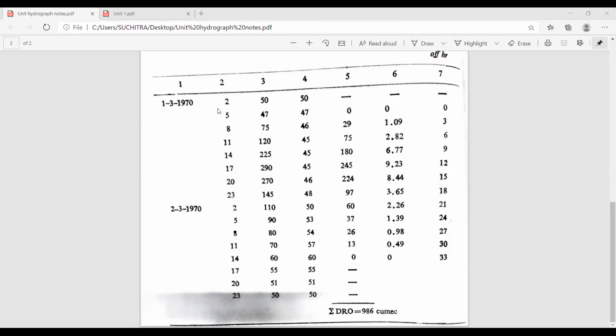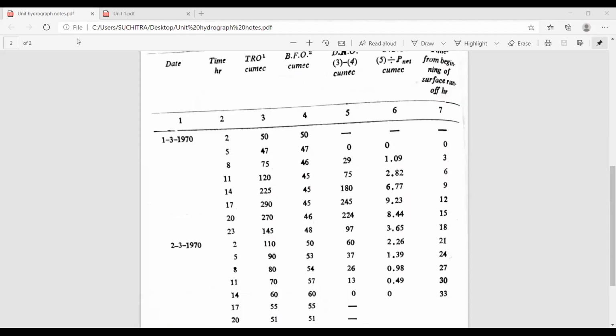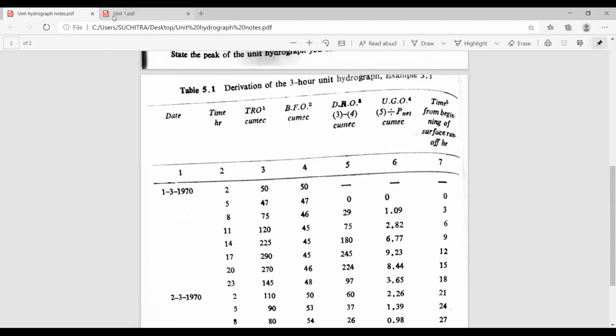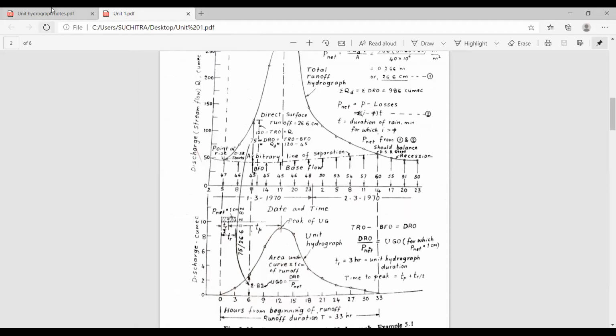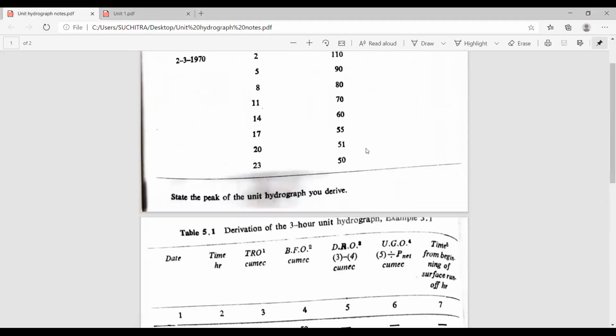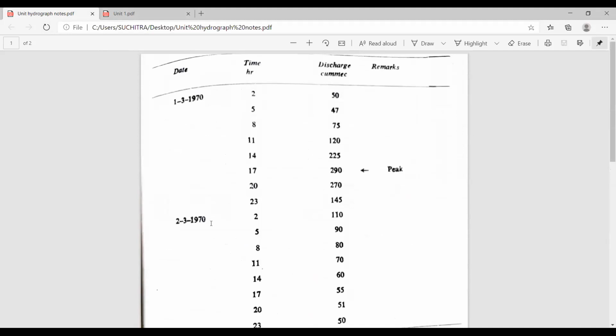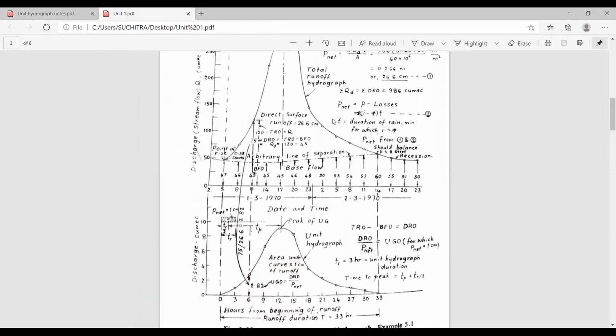So first, again, I will explain. On 2 particular days, you have 2 storms. The duration of the storms is 3 hours, and you have been given the discharge values. That is the problem here. You can see the discharge values are given on 2 particular dates, and the time interval is 3 hours. And this is the peak value of the discharge. When you plot a graph of discharge versus time, we get the total runoff hydrograph. From this, you have to find out the total runoff ordinates.